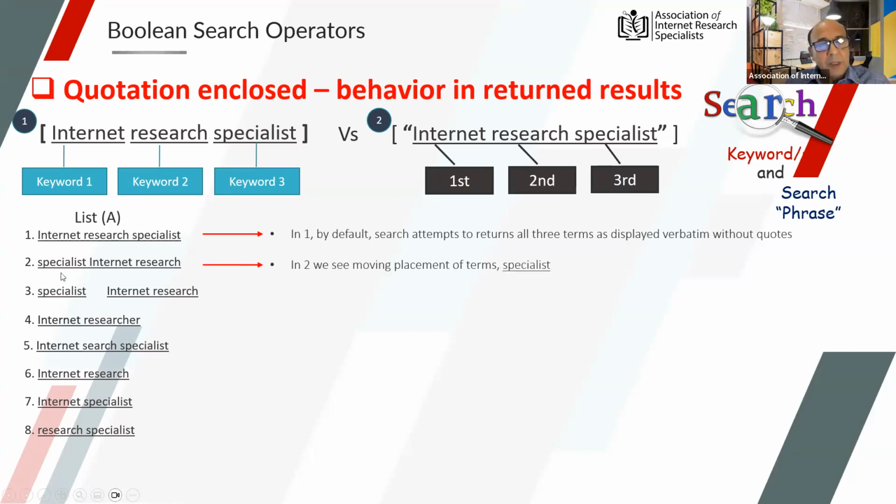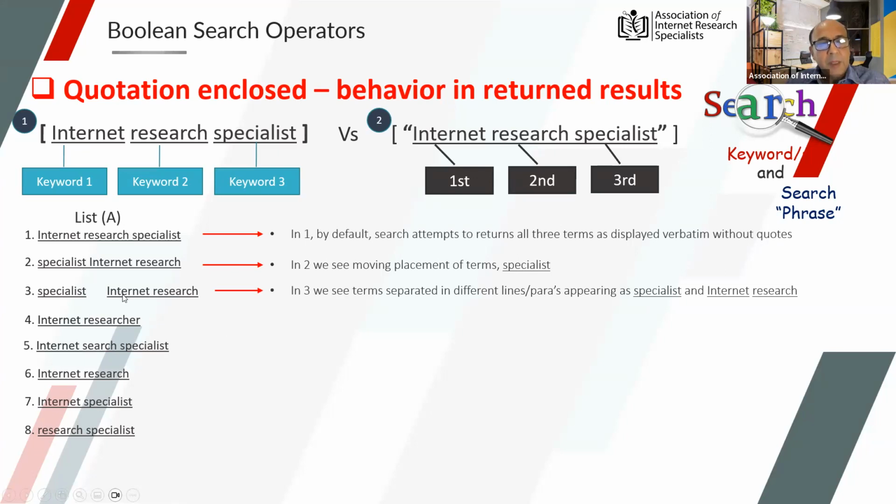Then in the second one, you can see that it might just replace the placement of the words or shuffle them without regard to the sequence in which you'd like it to return. So this is behavior number two. We see moving placement of terms. That could happen.